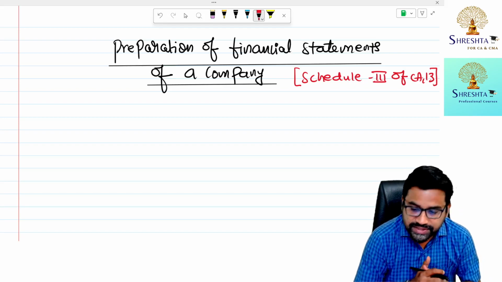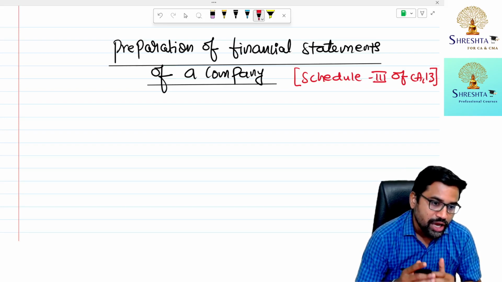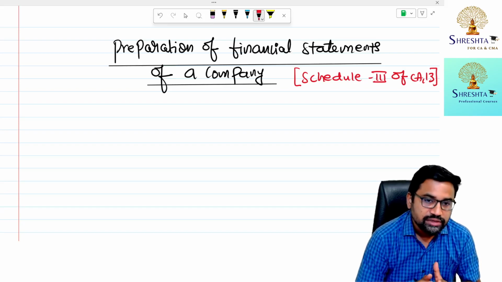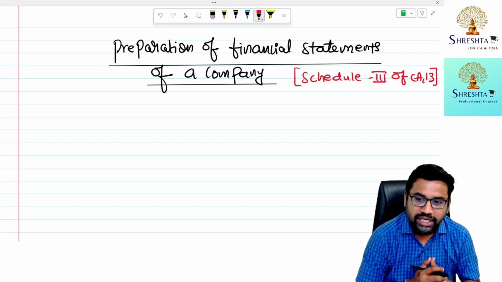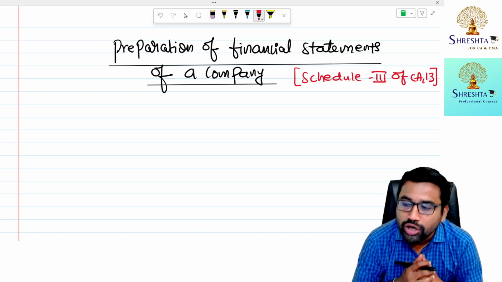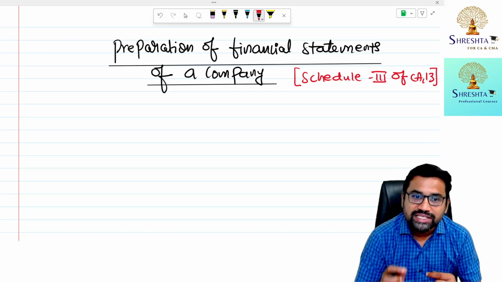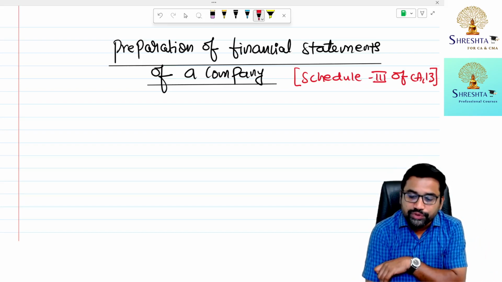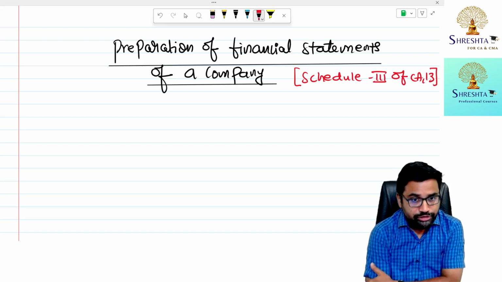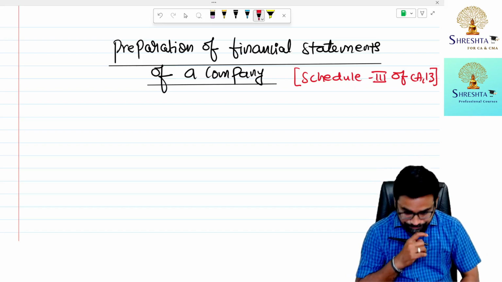in the preparation of financial statements. Now, you have to learn the format as per Schedule 3, how to prepare the balance sheet, how to prepare the P&L account. Along with that, you have to learn each item which is there in the balance sheet as well as the P&L account, and what information we need to disclose in respect of those items as per Schedule 3 in the notes to accounts. That is also we need to learn.